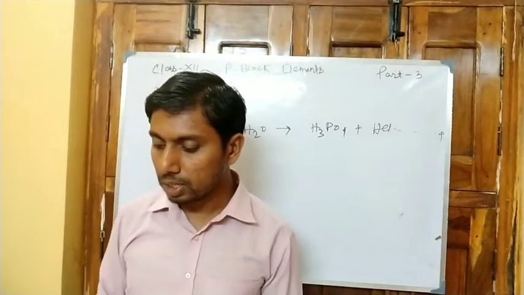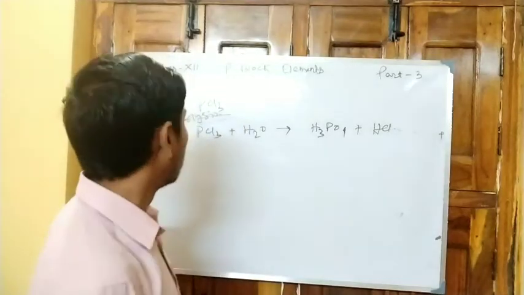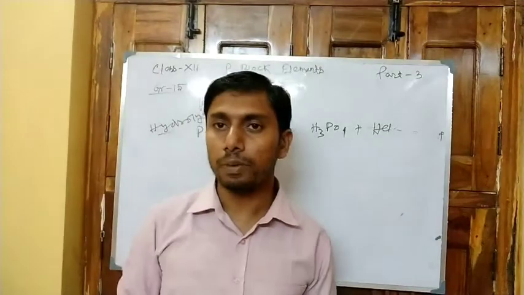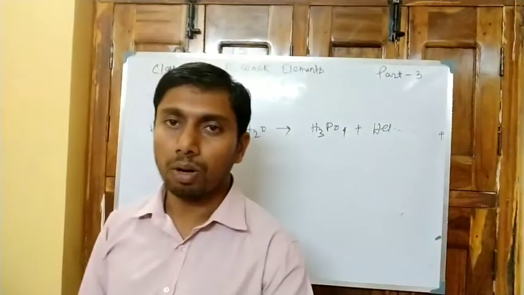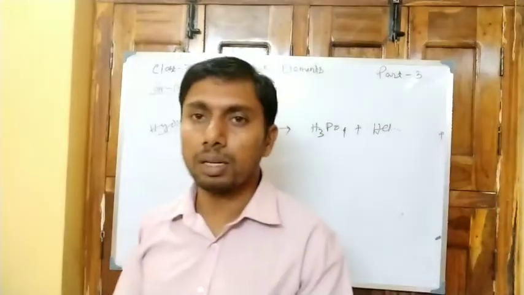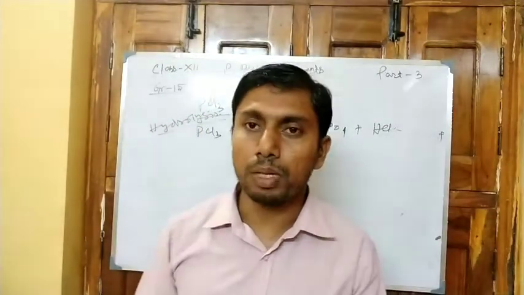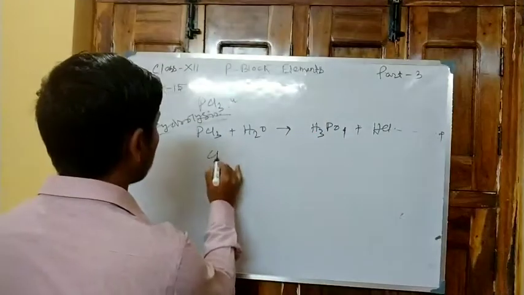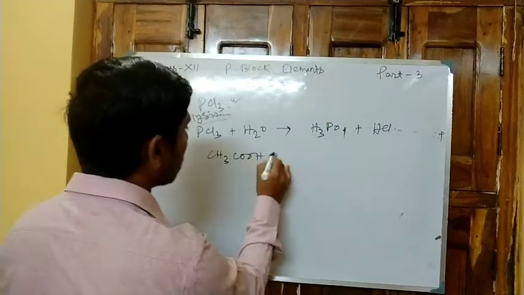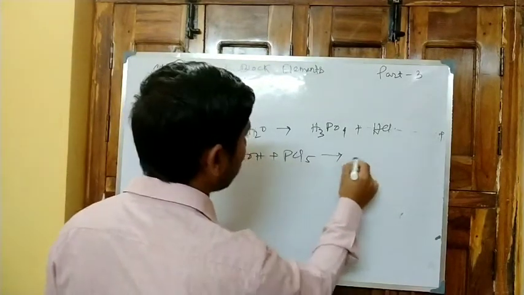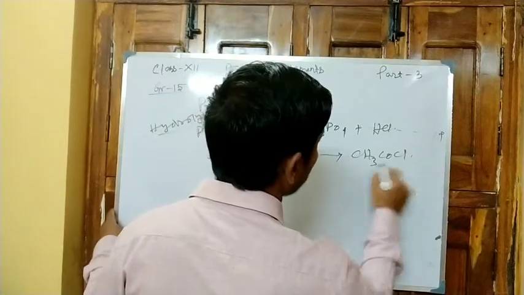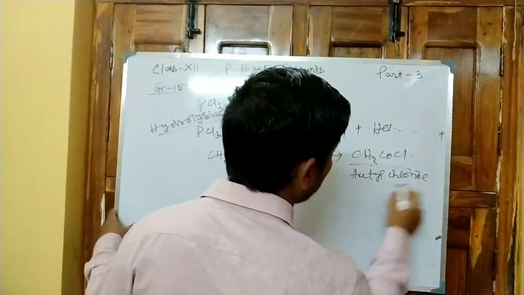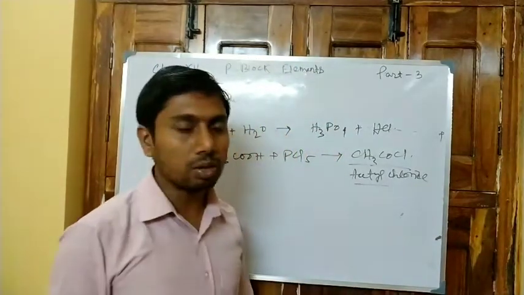Now the second point, that is the uses of PCl3 or such kinds of compounds. It is used for halogenation of some organic compounds, that is, some alcohols and some acids, for the formation of acetyl chloride or the formation of ethyl chloride from ethanol or acetic acid, that is, CH3COOH plus PCl5 forming CH3COCl. This is acetyl chloride. It is a very important organic reaction.